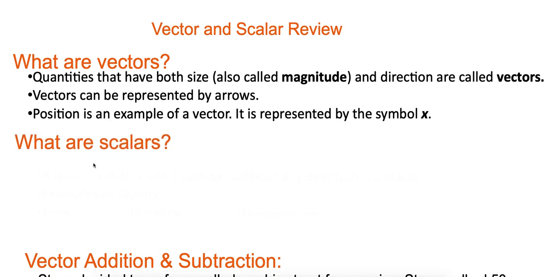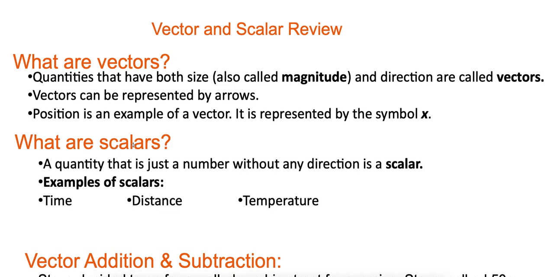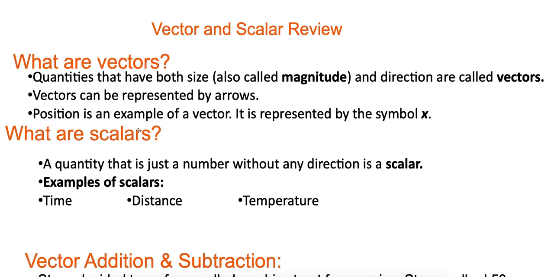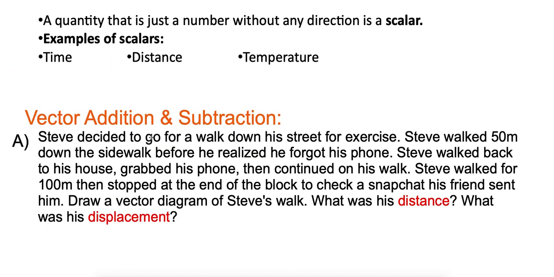These are review questions. So what are scalars? A scalar is just a quantity. That would just be your time, distance, temperature, or time of day, something like that. Vectors have to have both size and direction, and scalars just have size. So, kind of review this here.